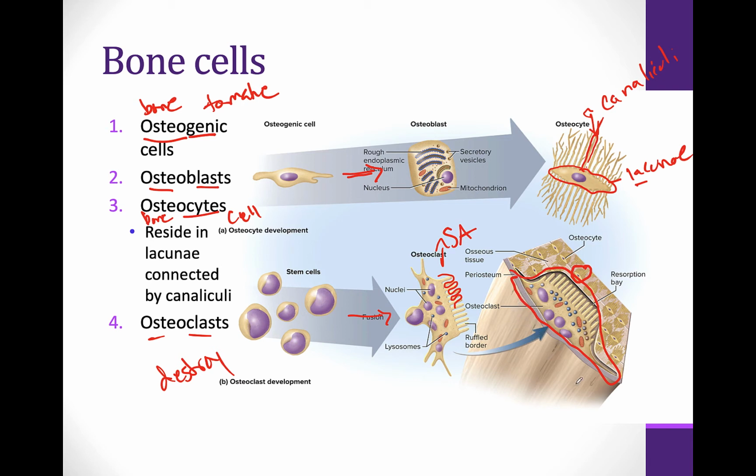So these are used in bone remodeling when an area of the bone needs to be destroyed so that it can grow somewhere else or to receive stress somewhere else. These are going to remove this bone tissue here along this ruffled edge.